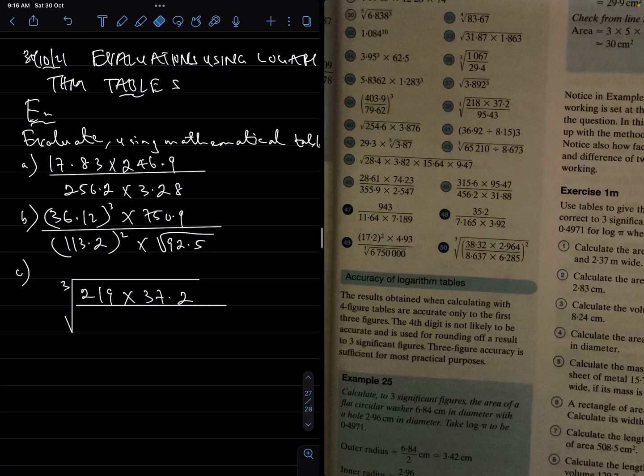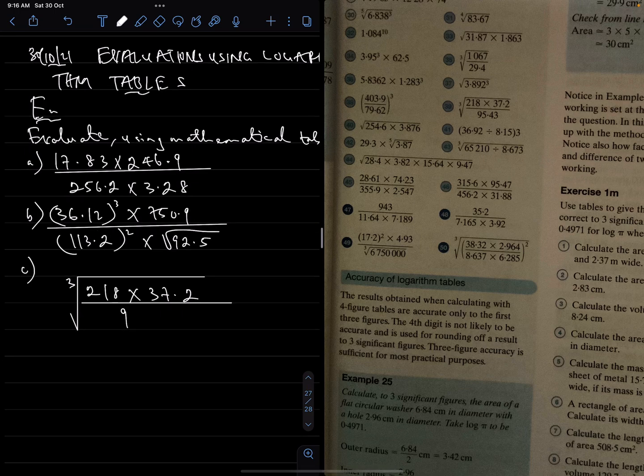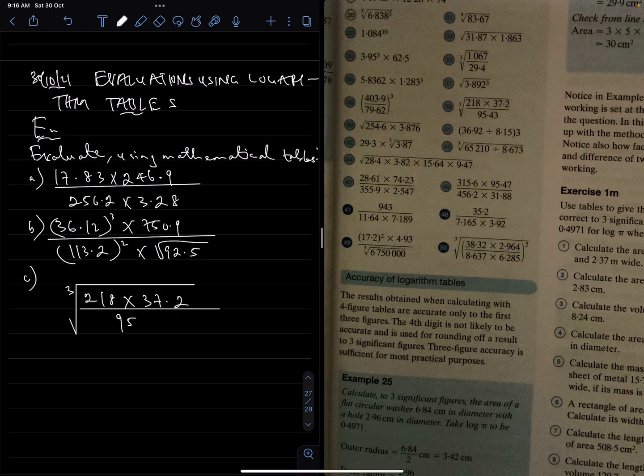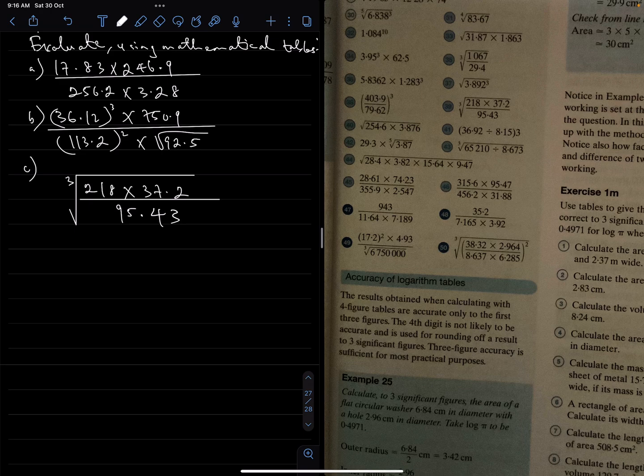It's not 219, it's 218 times 37.2 divided by what? Divided by 35.43. Is that 35? Yes, 35.43. Yes. And the last one, let's have D.